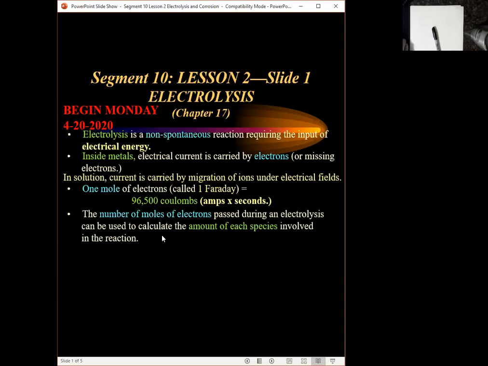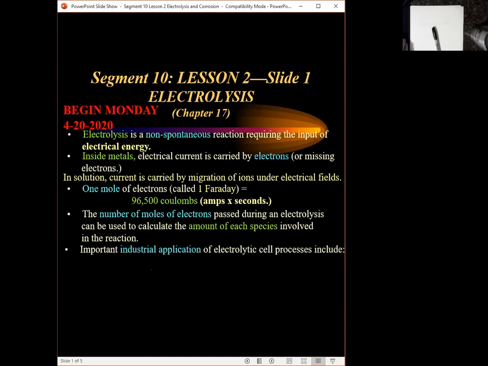The number of moles of electrons passed during an electrolysis can be used to calculate the amount of each species involved in the reaction. You're going to do stoichiometry just like we did, we're just going to look now at the electrons transferred. And we can use our method of doing stoichiometry just like we always have and calculate the amount of current, the number of moles of electrons it would have to pass in order to undergo 1 mole of oxidation or reduction.